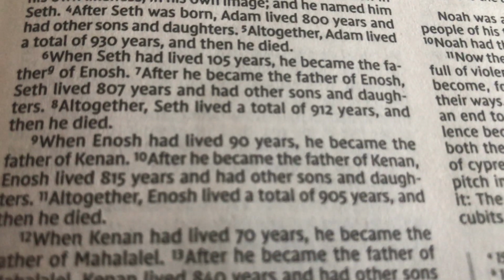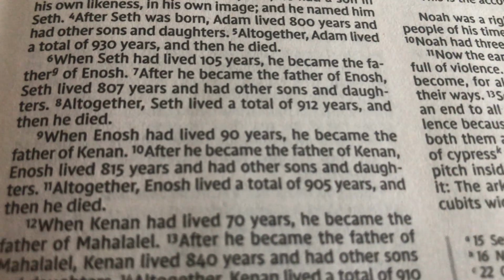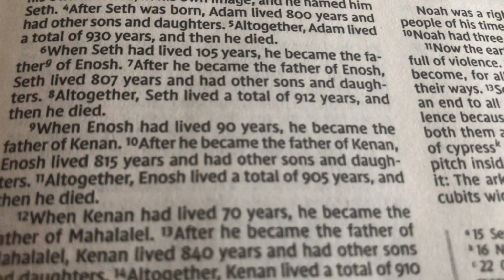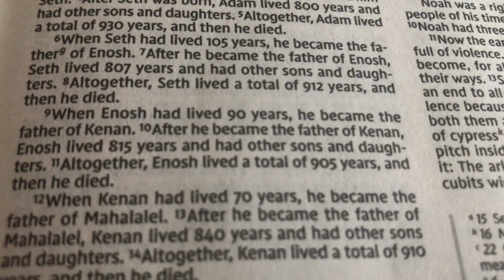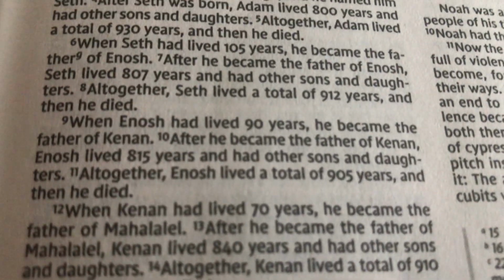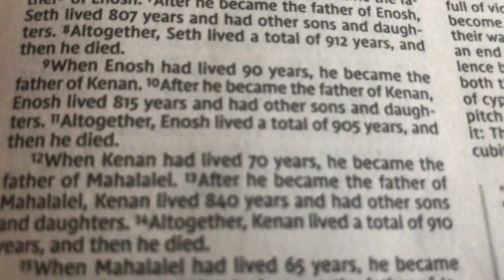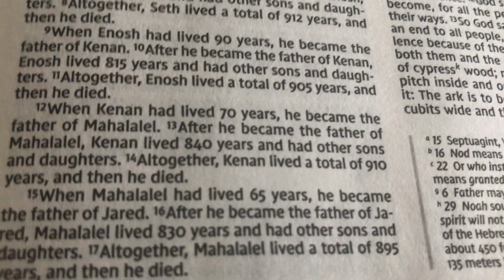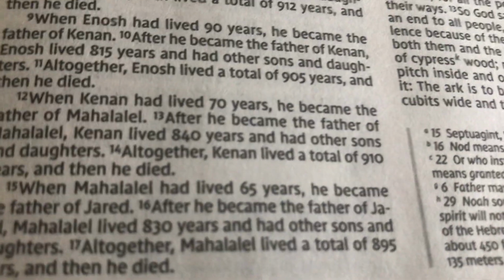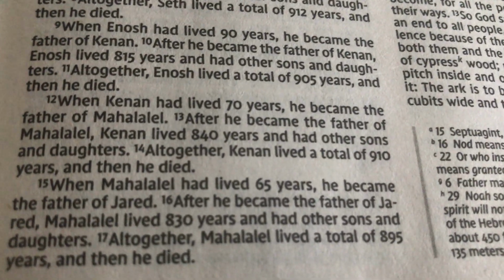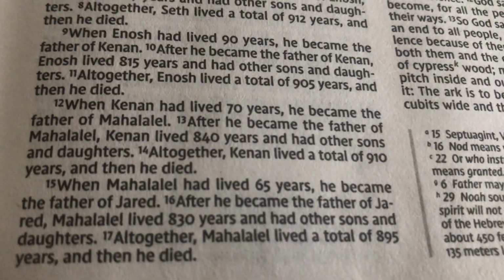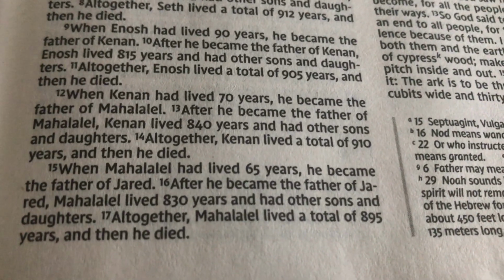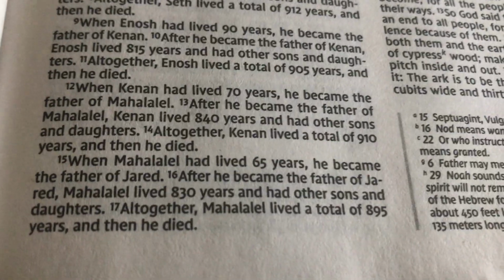When Enosh had lived 90 years, he became the father of Kenan. After he became the father of Kenan, Enosh lived 815 years and had other sons and daughters. Altogether, Enosh lived a total of 905 years, and then he died. When Kenan had lived 70 years, he became the father of Mahalalel. After he became the father of Mahalalel, Kenan lived 840 years and had other sons and daughters. Altogether, Kenan lived a total of 910 years, then he died.